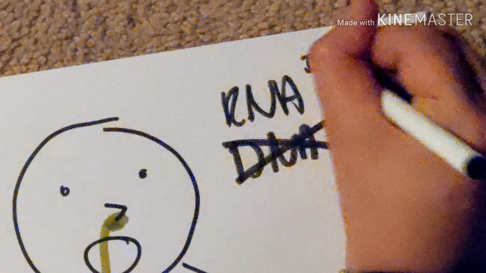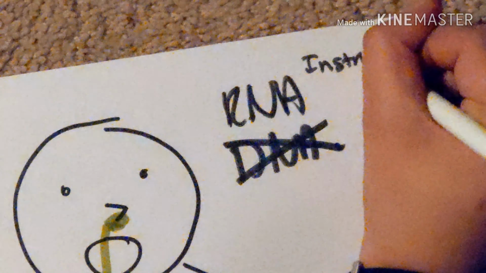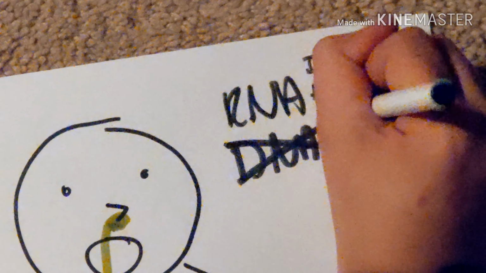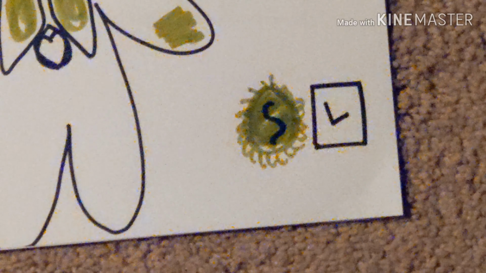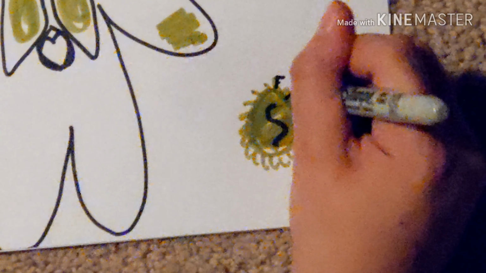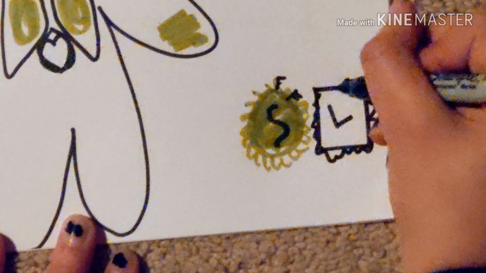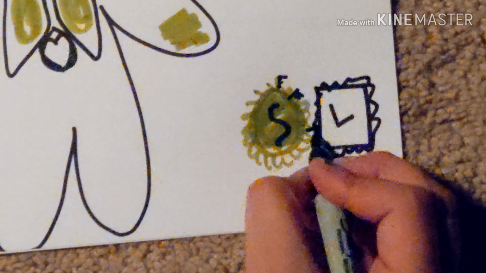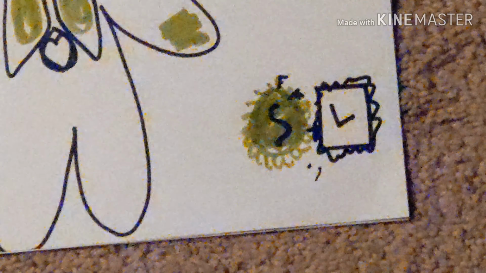RNA has the instructions to make more viruses. And that's exactly what it plans to do. These right here are like little keys. And if it fits inside one of these little outside pieces on the lung cell, like this, then it gets entry inside the cell.